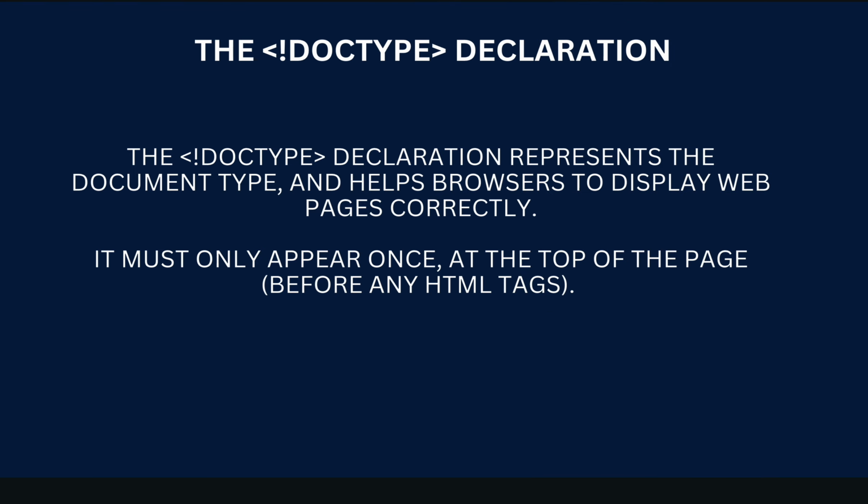Now the next topic. Here I have mentioned and already talked to you about it, right? Doctype declaration. Doctype declaration represents the document's type and helps the browser display web pages correctly. It must only appear once at the top of the page before any HTML tag, right?